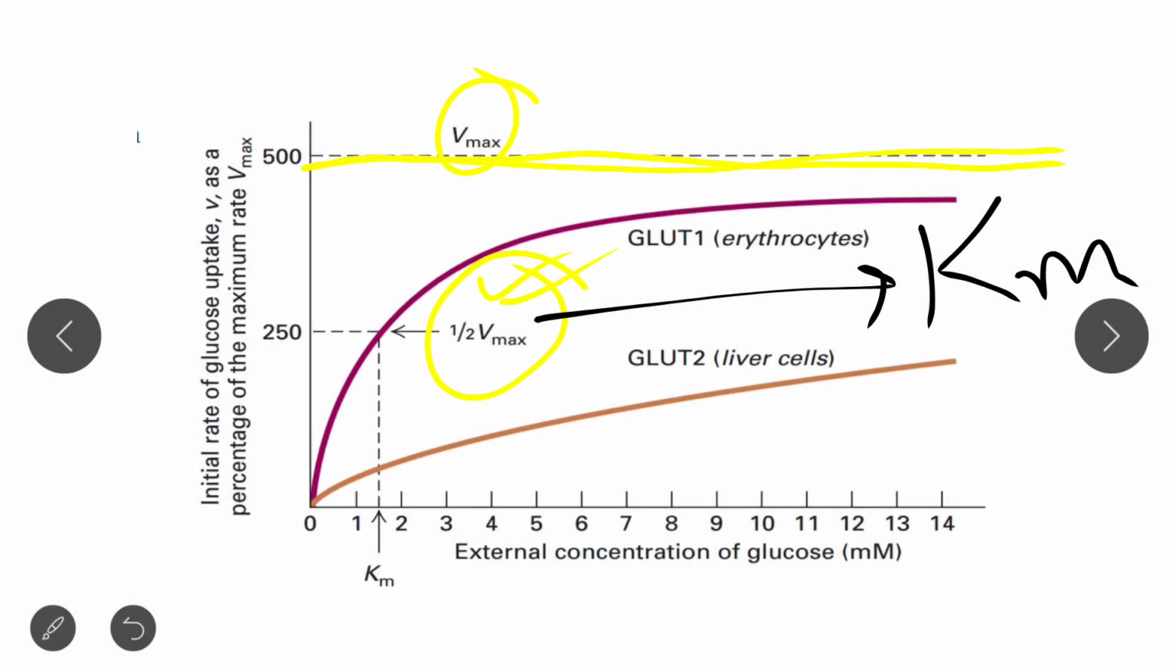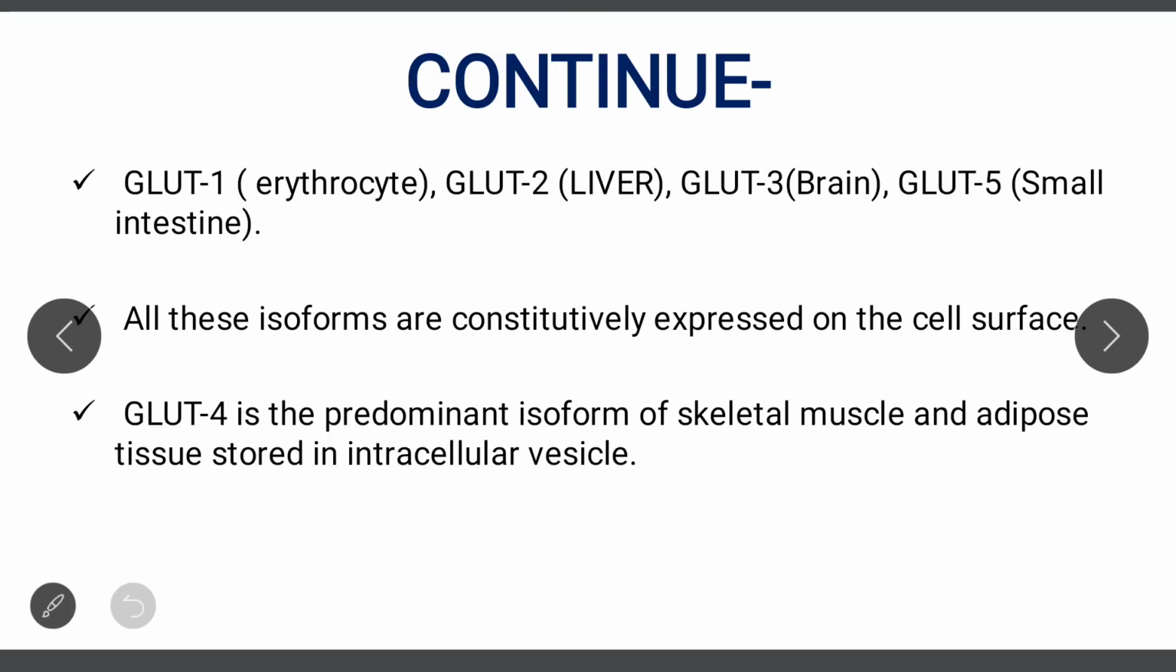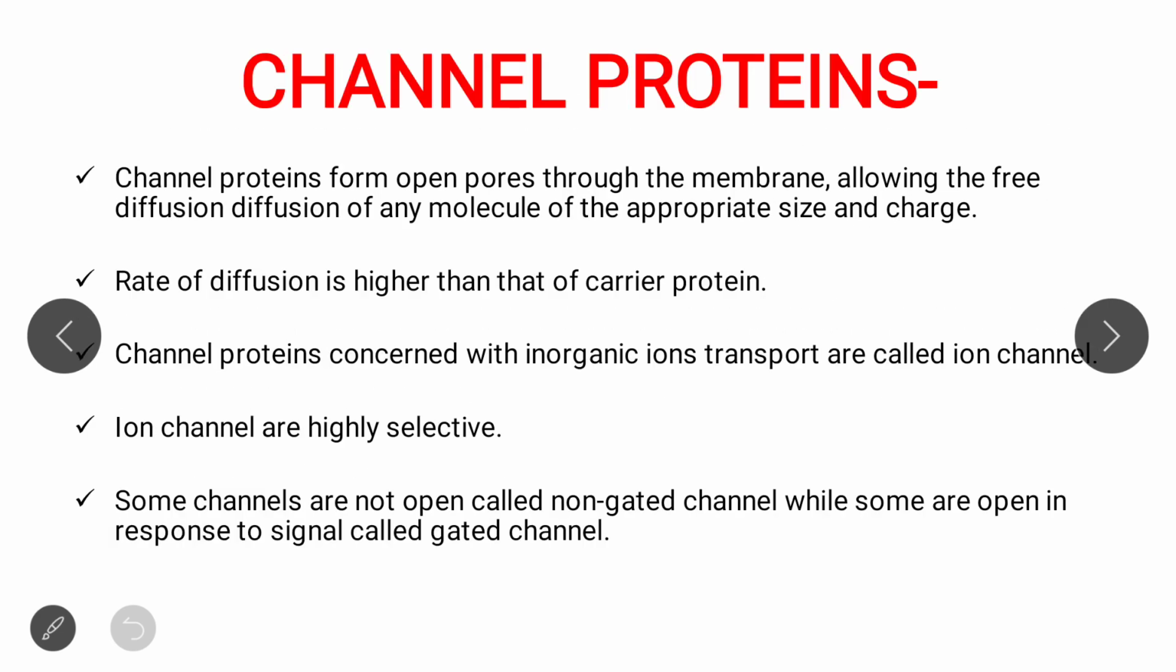Clear? Okay, and during the initiation the transport of glucose is basically at point 0. Thereafter it first reaches half Vmax, that is Km, and then reaches Vmax, beyond which transport will not increase. Okay, clear? In this figure, GLUT1, that is the erythrocyte transporter, and GLUT2, that is the liver cell transporter, show the transport of glucose in this graph. Clear?